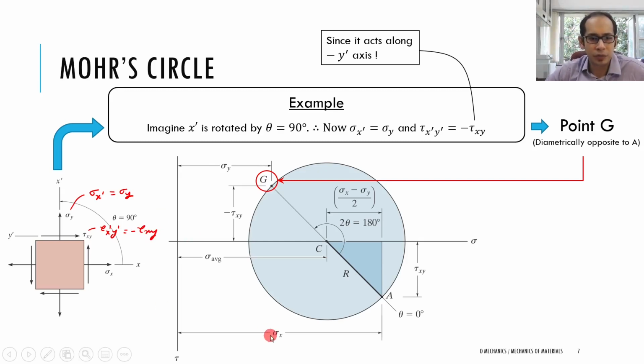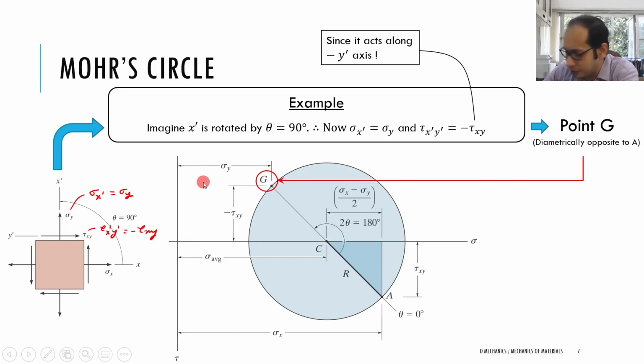On the Mohr circle, we had already located this point A where theta was equal to 0. Now where in this Mohr circle do we also have tau xy equal to minus tau x prime y prime, which is this particular point over here. Now at this particular point, your sigma x prime is equal to this one over here.